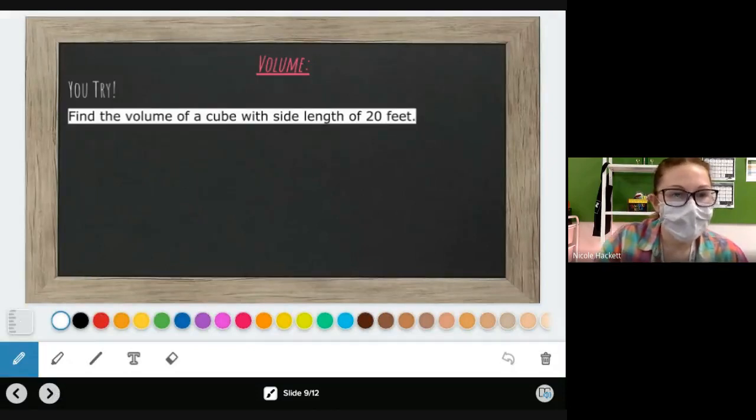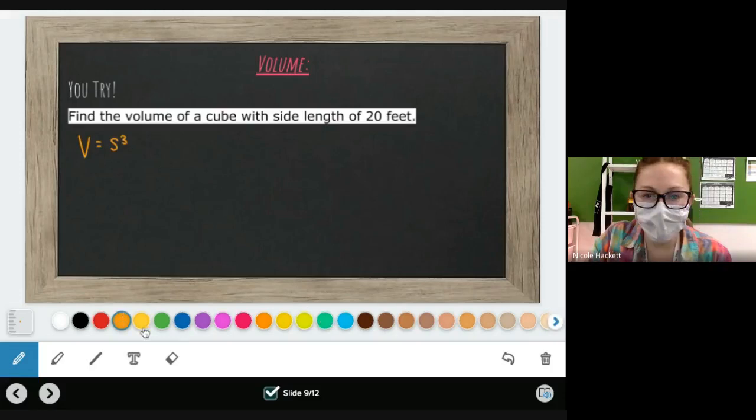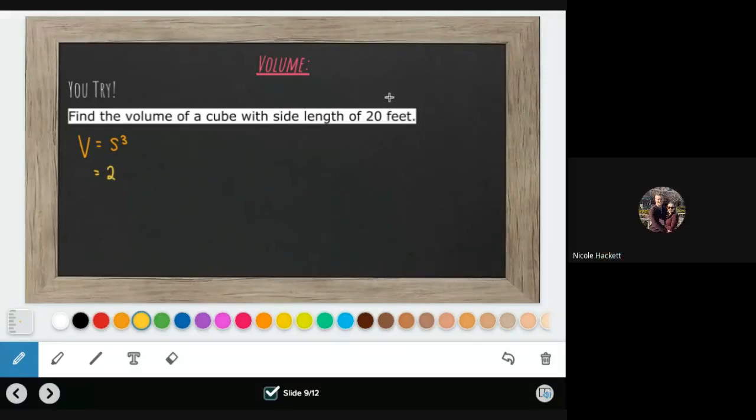All right, so we have another one here. Find the volume of a cube with a side length of 20 feet. So remember, for a cube, we can just take the side and set it to the third power. So in this case, we're going to substitute 20 in for S because we have S equals 20 right here.